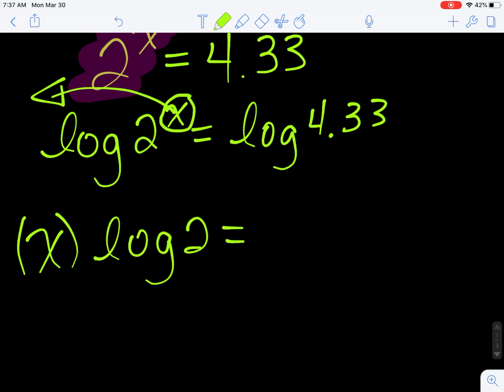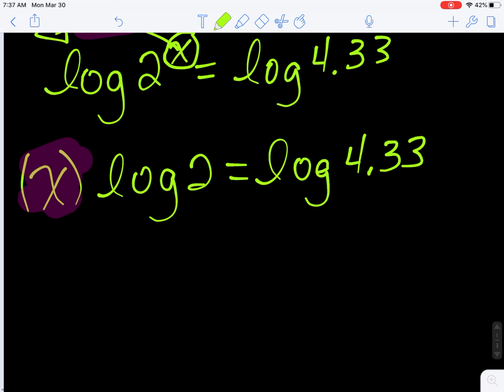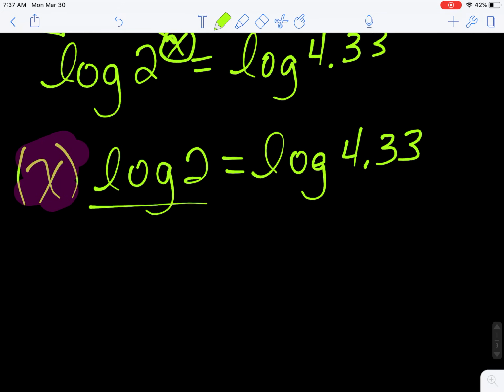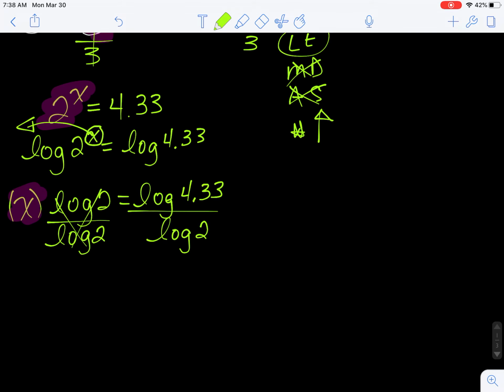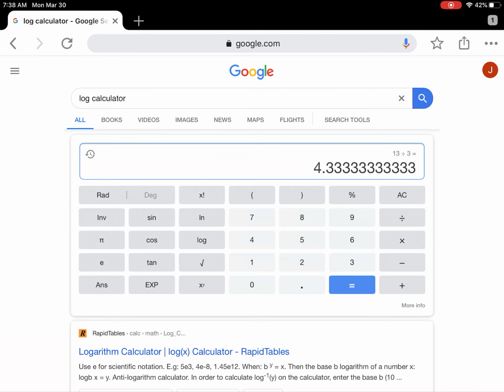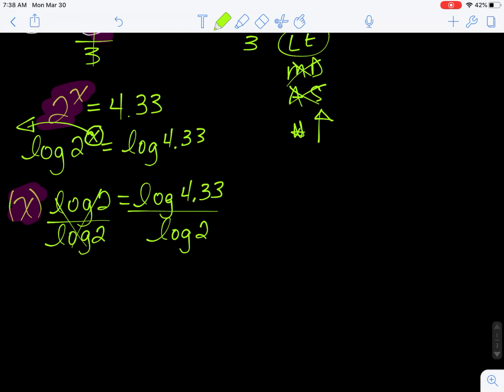And so x times log 2 equals log 4.33. The goal is to get x by itself. That's x times log of 2. So we're going to divide both sides by log 2. Now we're ready to use the calculator. Here we go. So we have log of 4.33. Don't forget to close your parentheses. Divided by log 2. Close your parentheses. Then we get an answer of 2.11, approximately 2.11. So we'll say x is about 2.11.